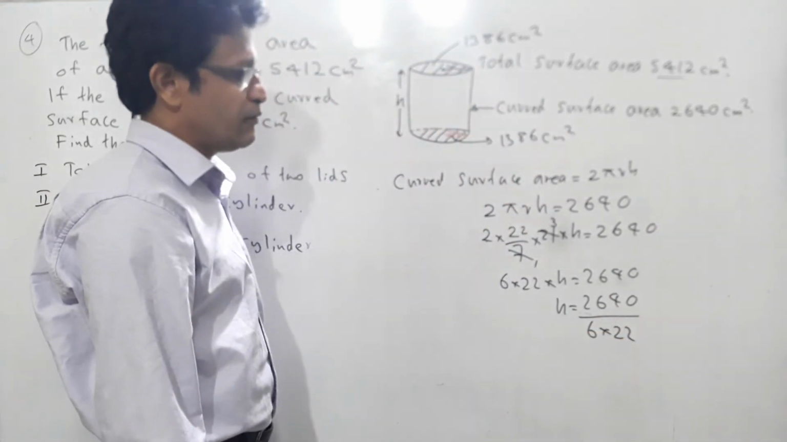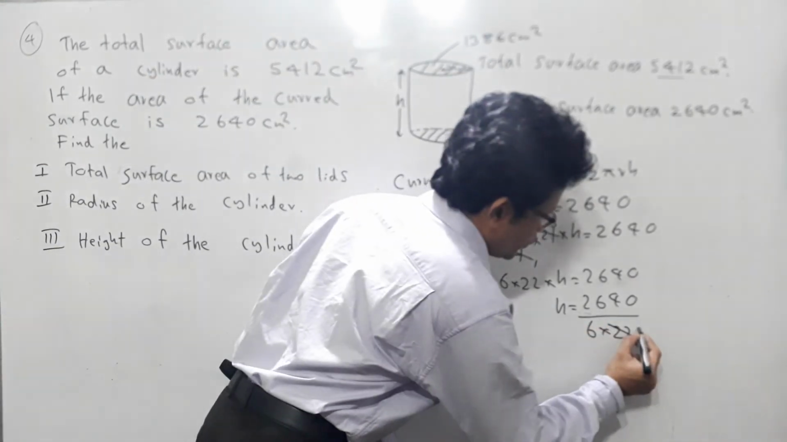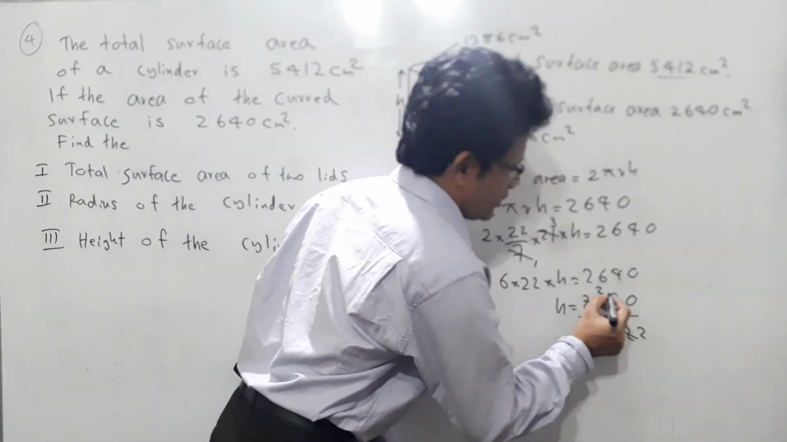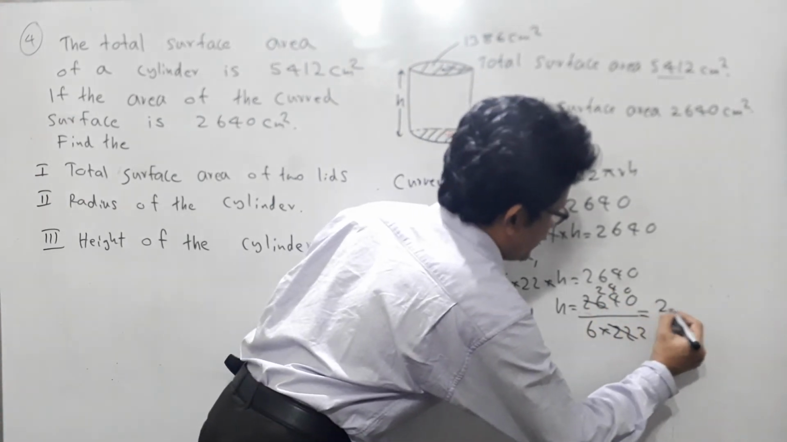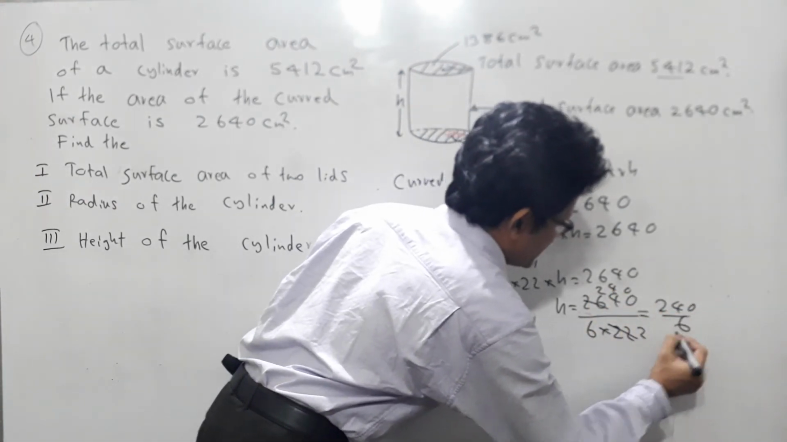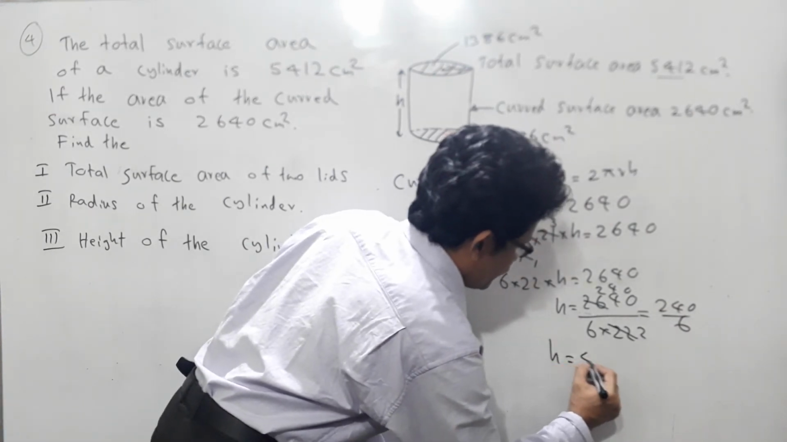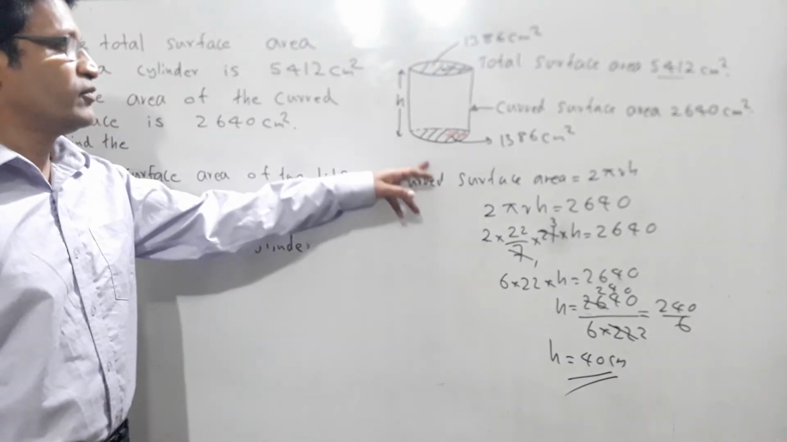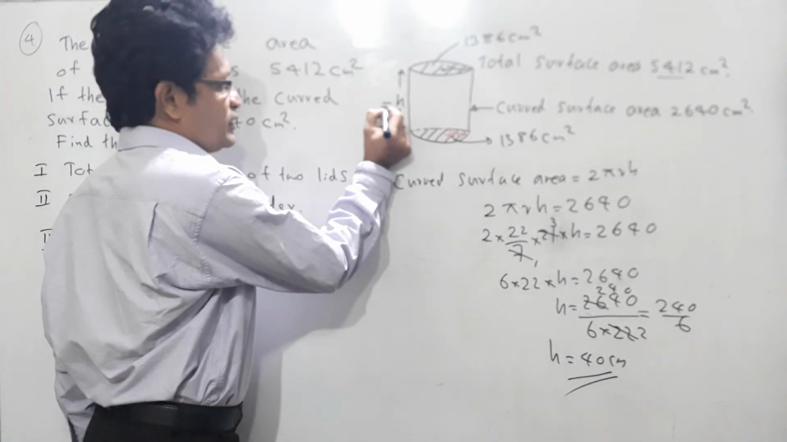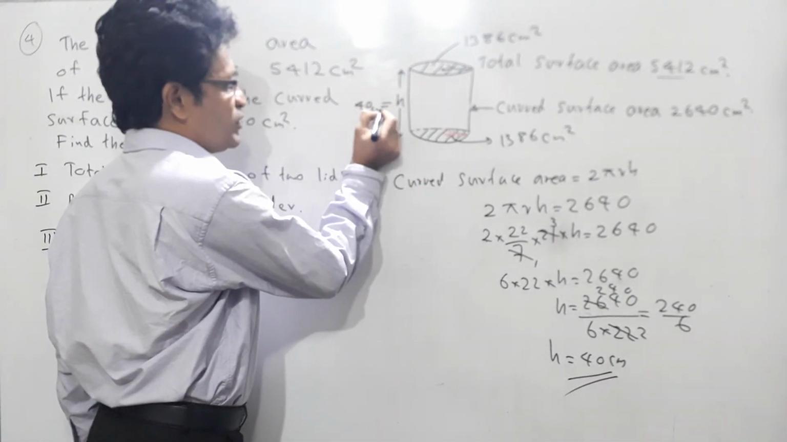By 11 you can divide. 11 2 is 22, 11 2 is 22, then 4 remain, 40. So that means 240 divided by 6. That means h equals 40 centimeters. So the height of the cylinder equals 40 centimeters.